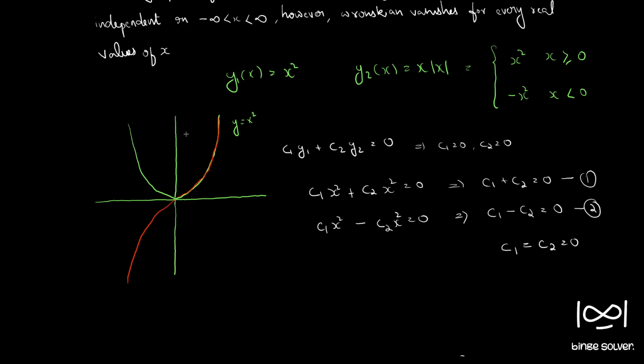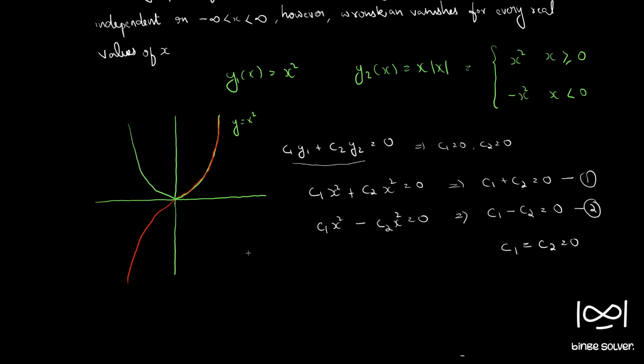So from the shape of the graph itself, we can see that no linear combination of these graphs will result in 0 for all values of x. Since the positive region has equal values and the negative region has opposite values, we cannot combine those two in any linear fashion so that the result will be 0. So we can say that these two graphs are linearly independent, because this equation is true only if c1 equals c2 equals 0.